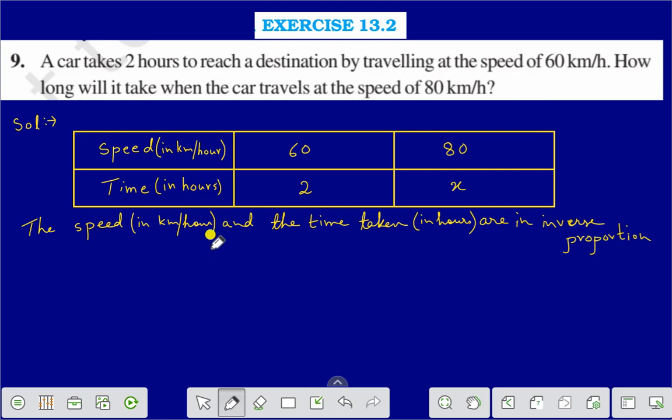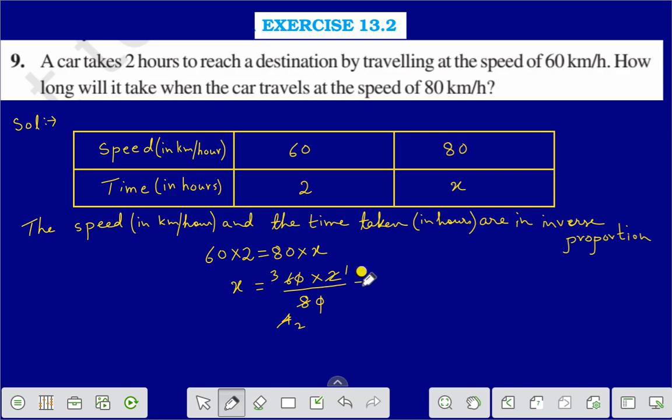Therefore, we can write 60 into 2 is equal to 80 into x. I can find the value of x as 60 into 2 divided by 80. This zero will cancel. 2 4 is 8, 2 2 is 4, 2 3 is 6.